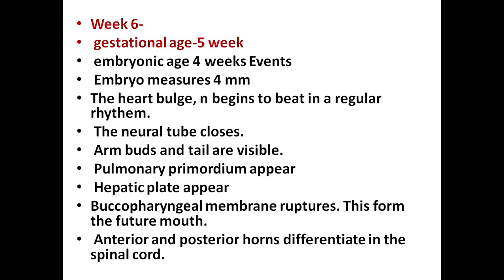Next, week 6, gestational age 5 weeks and embryonic age 4 weeks. So these are the events. The embryo measures 4 mm, and the heart bulges and begins to beat in a regular rhythm. The neural tube closes, arm buds and a tail are visible, the pulmonary primordium appears, the hepatic plate appears, and the buccopharyngeal membrane ruptures. This forms the future mouth. Anterior and posterior horns differentiate in the spinal cord.